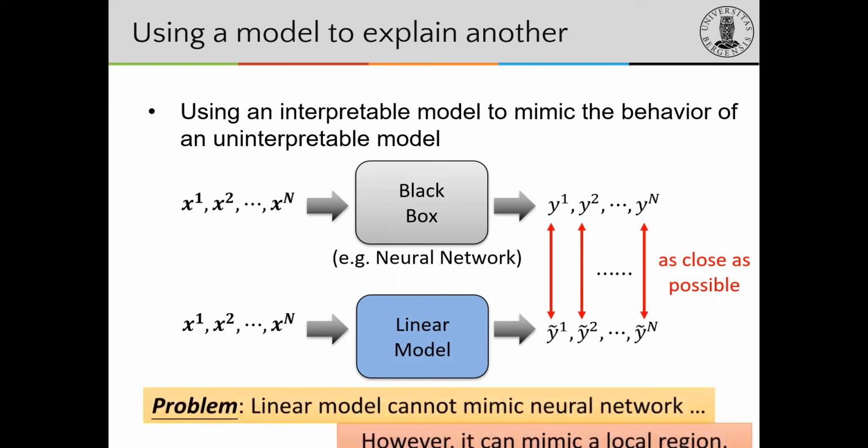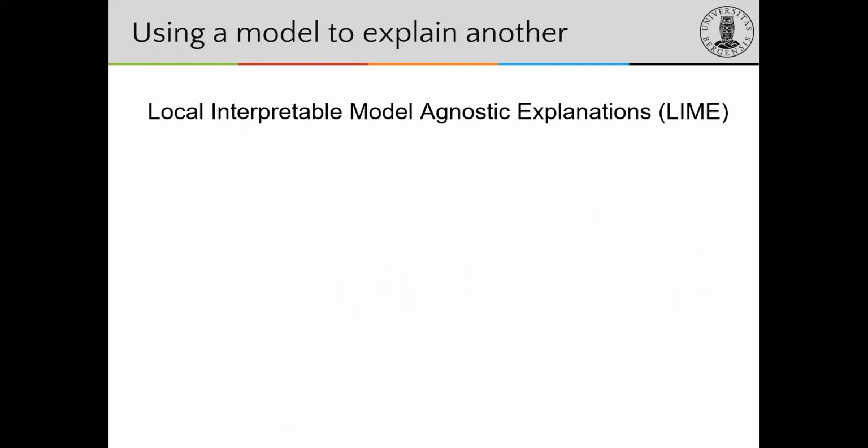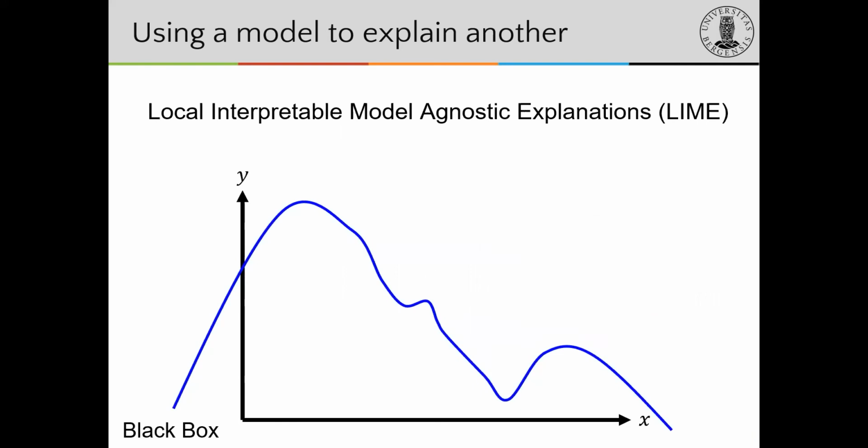We can use this idea to mimic the local region instead of the whole picture. So next I will introduce how to mimic the local region. And the algorithm based on this idea is called Local Interpretable Model-agnostic Explanation, LIME. So imagine we have a curve, and this curve is a blue curve learned by the black box, which can be a neural network, for example. Then we want to explain one point of the curve. For example, the red point we want to explain.